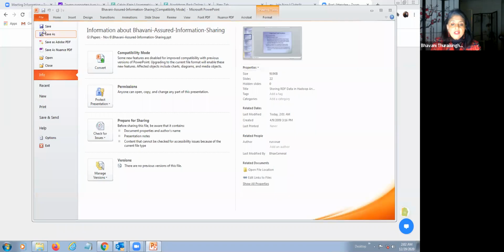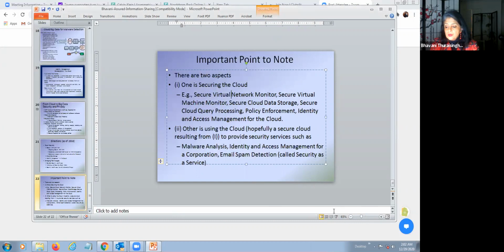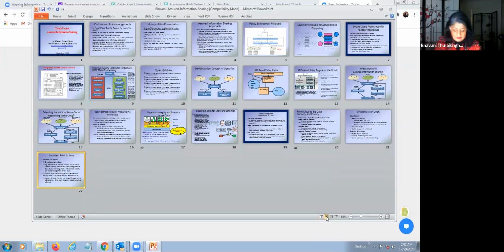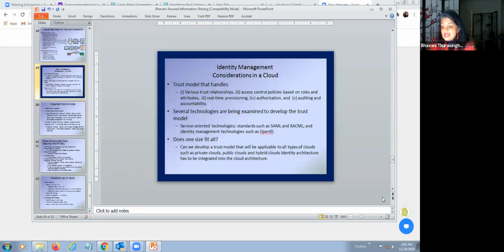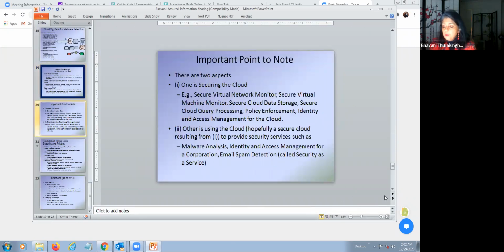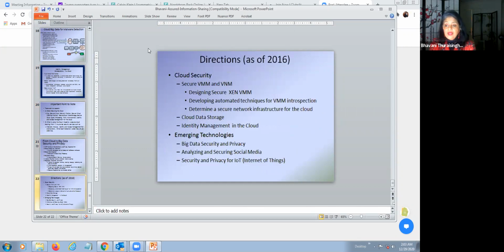Secure virtual network machine monitor. Okay, so this is what I really wanted to mention. I think what I want to do is put this in here. So this way I think we will know. After I talk about identity and access management, I'll talk about important points to note. And then we have from cloud to big data security and privacy, and then directions. So the next 3 lectures are going to be on these 3 topics.